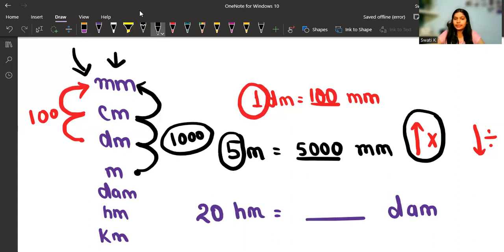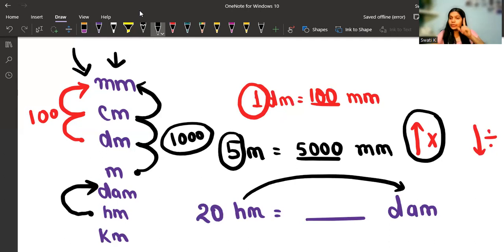So where is hectometer? Here is hectometer. Where do we have to go? We have to go to decameter. So that means you just need to go here. How many steps did you take? Only 1 step. That means only 1 zero. That means it is 10.